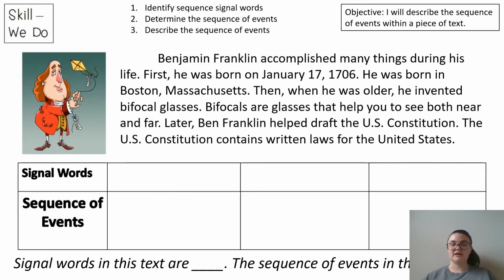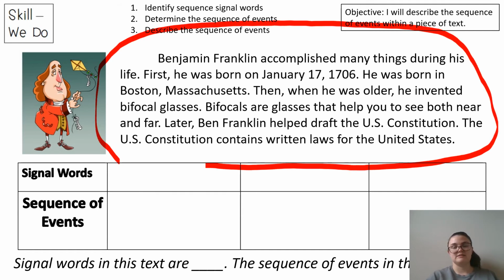Benjamin Franklin accomplished many things during his life. First, he was born on January 17, 1706. He was born in Boston, Massachusetts. Then, when he was older, he invented bifocal glasses. Bifocals are glasses that help you to see both near and far. Later, Ben Franklin helped draft the U.S. Constitution. The U.S. Constitution contains written laws for the United States.